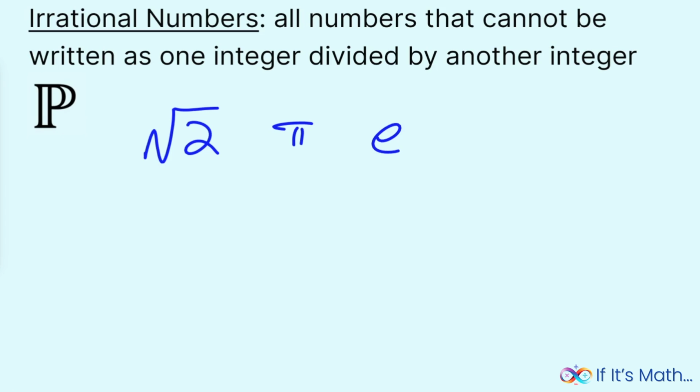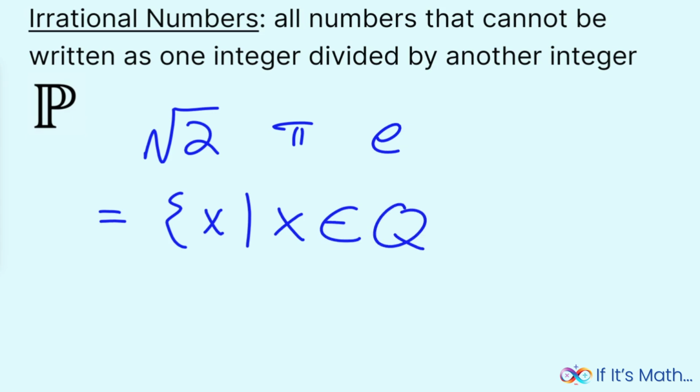So if we think about how to define this, you can't write all of them out. So you're just going to have to use that set notation where we've got the set of all numbers x such that x is not a rational number, or x is an irrational number.